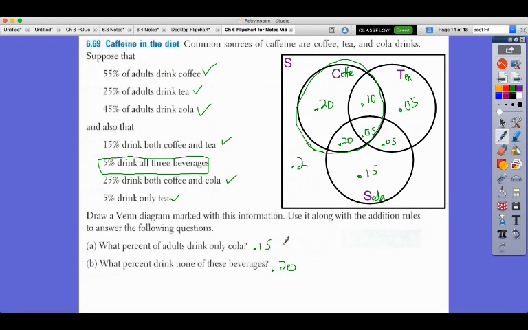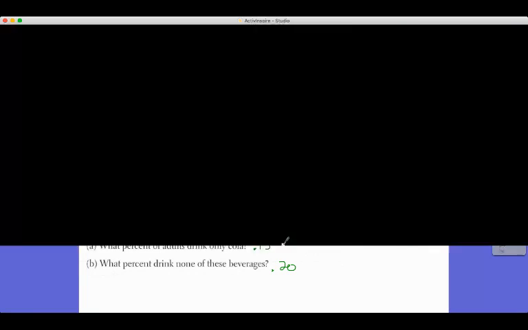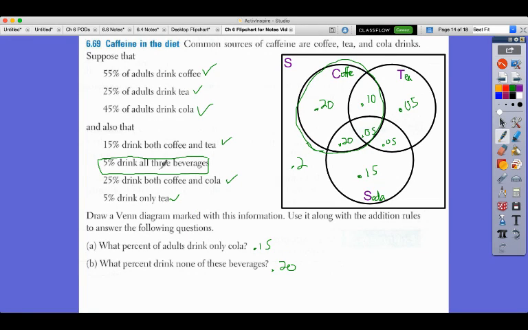Okay, but that's the kind of stuff that you're going to get to do with the addition rule. Okay, you got to be careful of those overlaps, and filling in the overlaps first is the easiest way. Good luck. See you soon.